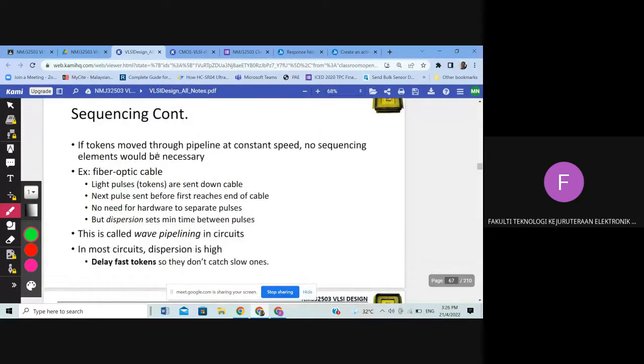If a token moves through a pipeline at constant speed, no sequencing element would be necessary. You have to remember the purpose of the sequencing element is to make sure that the early token that arrives early and the late token that arrives late are ready for the data operation. It will make sure the early and also the late token can arrive at the same time at the input of a system.